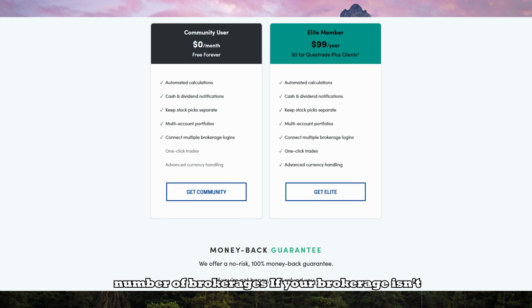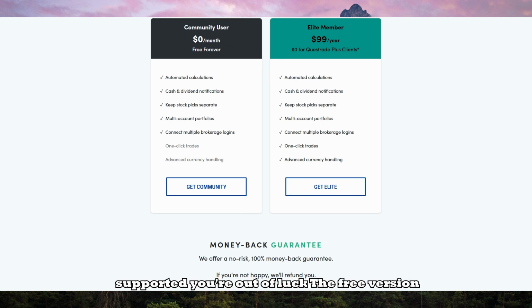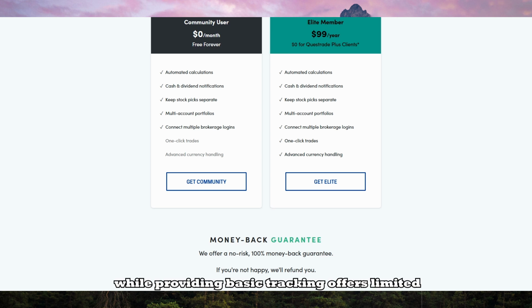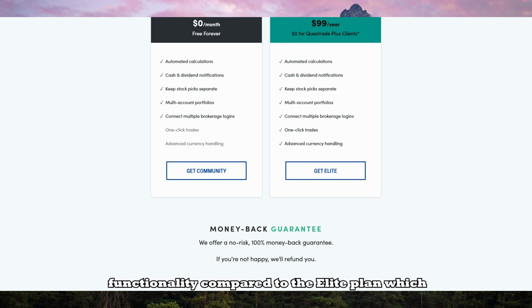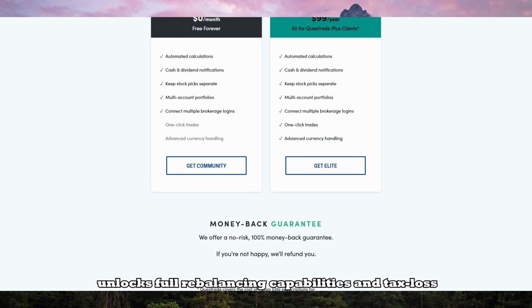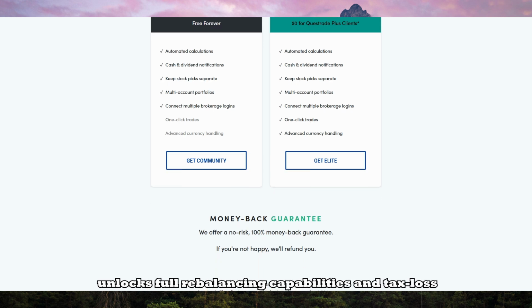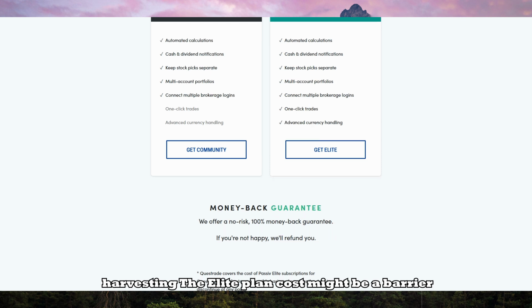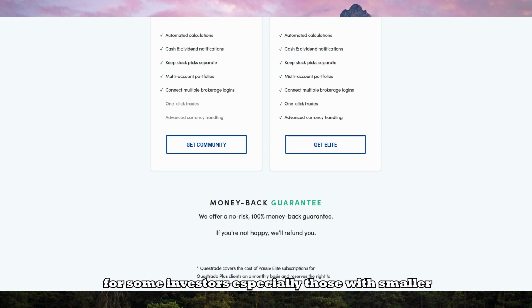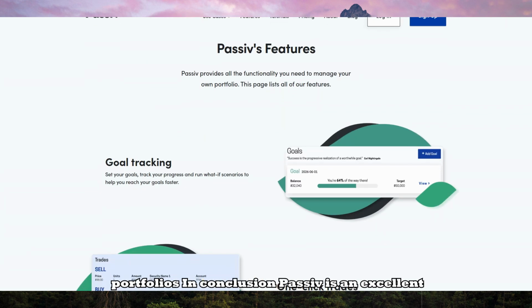If your brokerage isn't supported, you're out of luck. The free version, while providing basic tracking, offers limited functionality compared to the Elite plan, which unlocks full rebalancing capabilities and tax loss harvesting. The Elite plan cost might be a barrier for some investors, especially those with smaller portfolios.